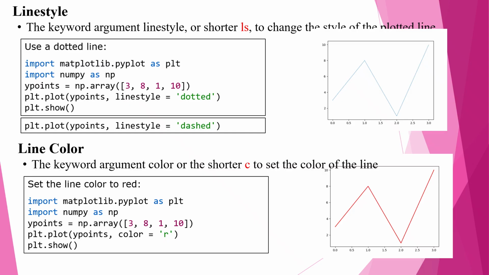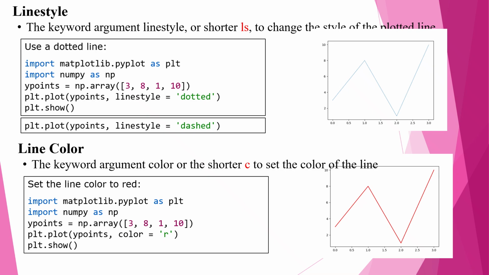In Matplotlib, the appearance of the lines in a plot can be customized using properties such as line style and color. The linestyle parameter, also written as ls, is used to define the pattern of the line, such as solid, dotted, dashed, or dash-dot. For example, setting linestyle to dotted creates a line made of small dots, while dashed produces a broken line pattern. These styles help differentiate between multiple datasets in a single plot.